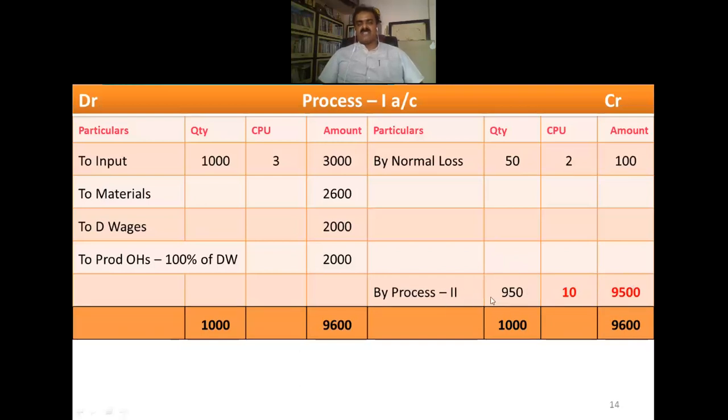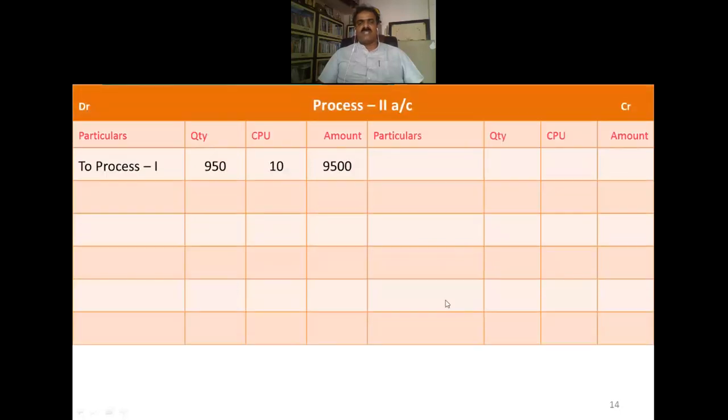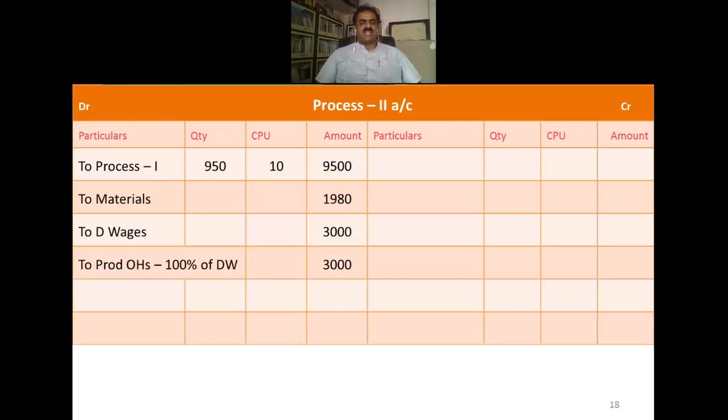In the case of the second process, this will become the input, the opening stock for the second process. So while preparing the second process account, these 950 units at the rate of 10 rupees, that comes to 9500, have been transferred from the first process. With the help of this input for the second process, let us start. Take all the expenses: material, wages and production overhead. Material is given as 1980, direct wages are given as 3000, and production overheads are given as 100% of direct wages, that amounts to 3000.